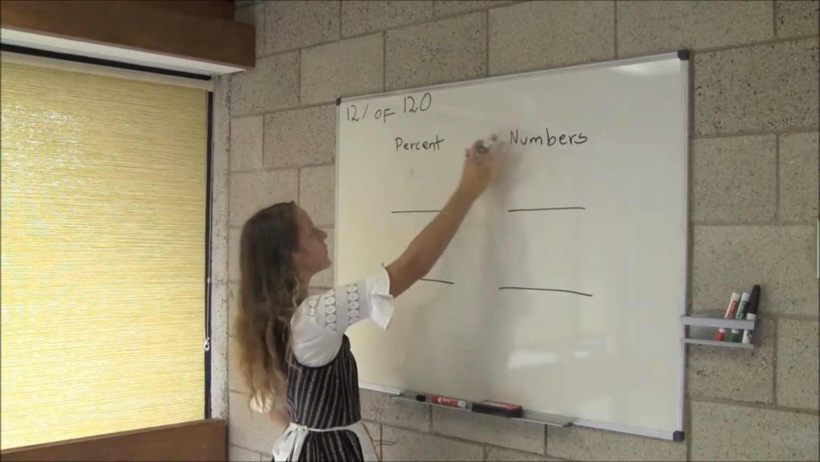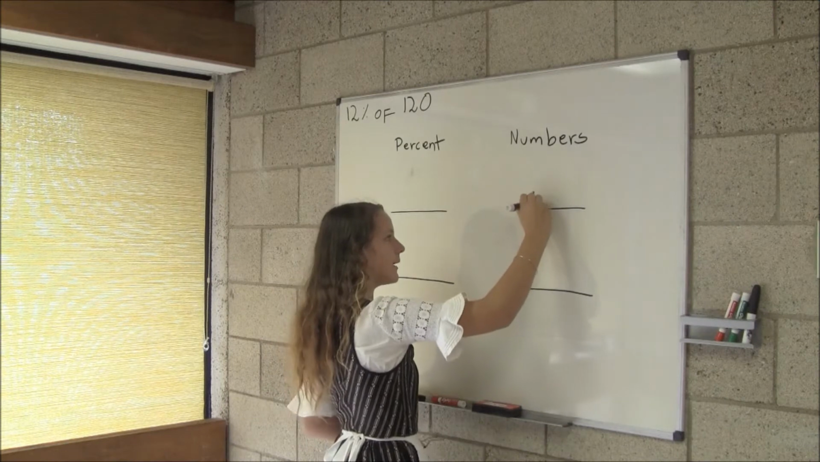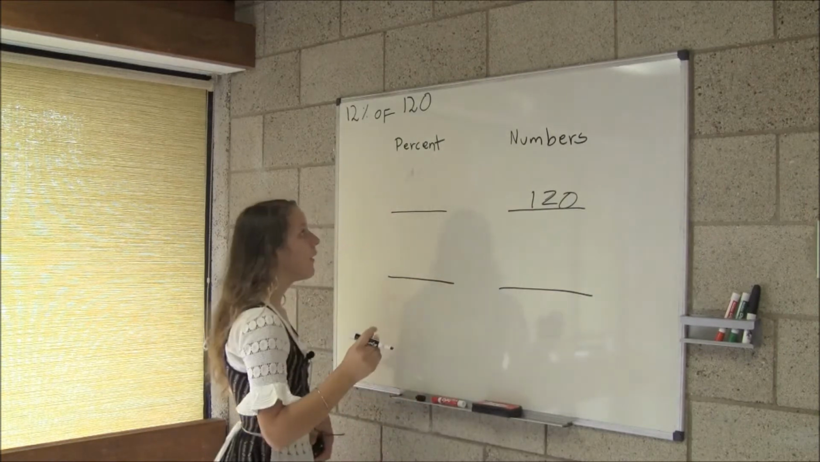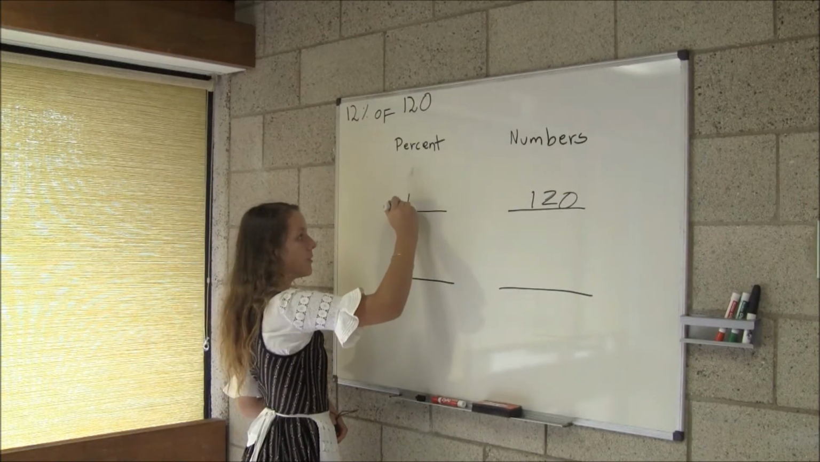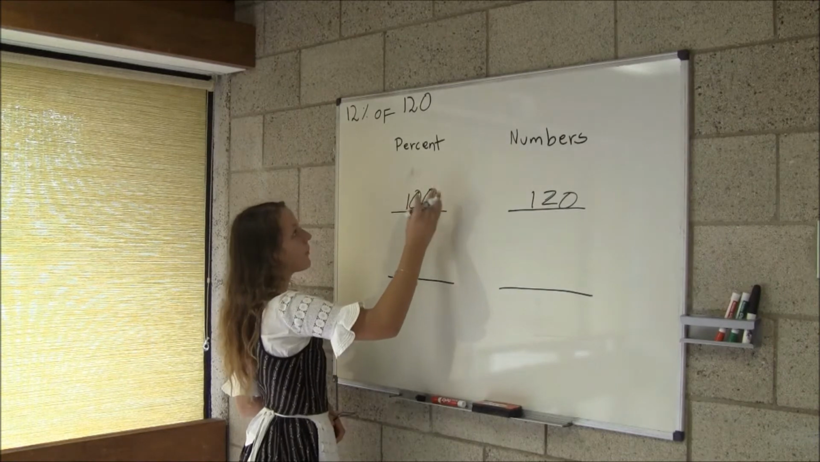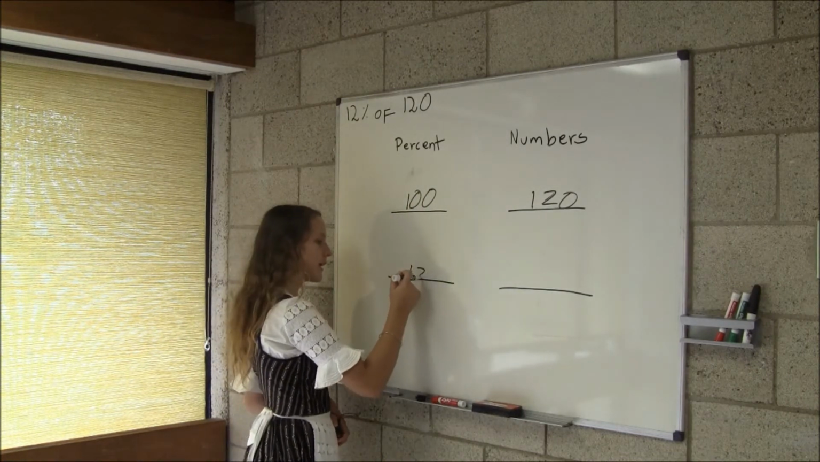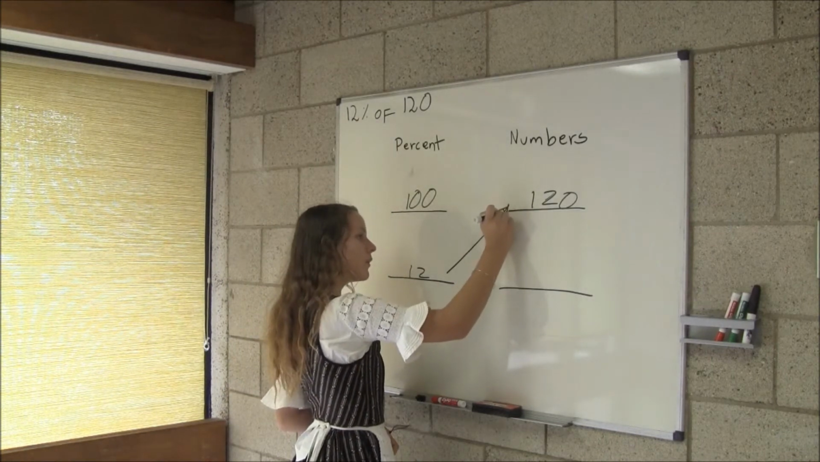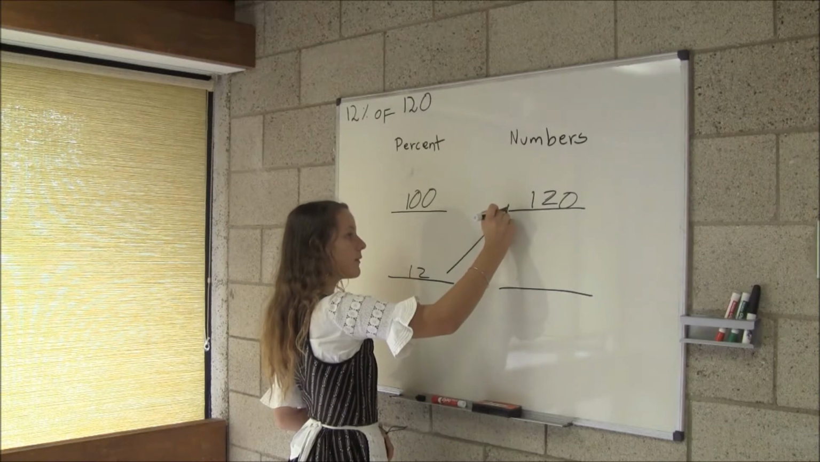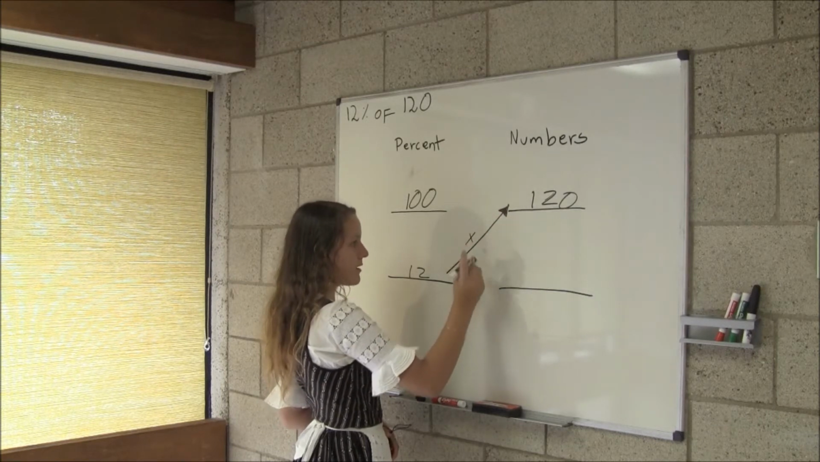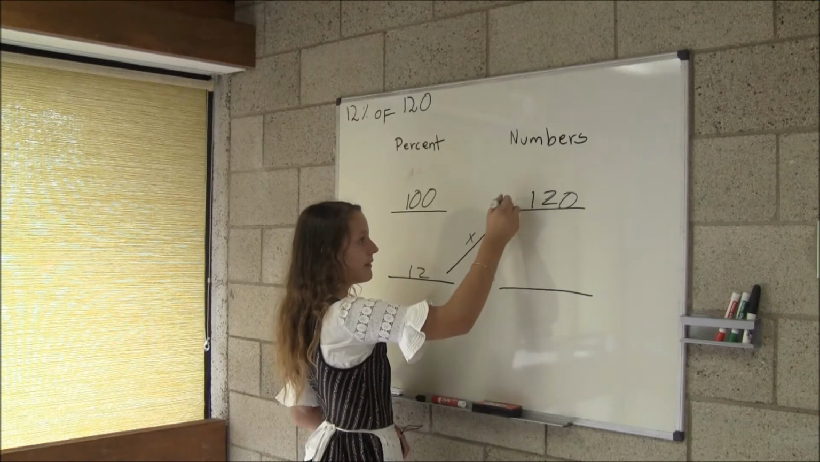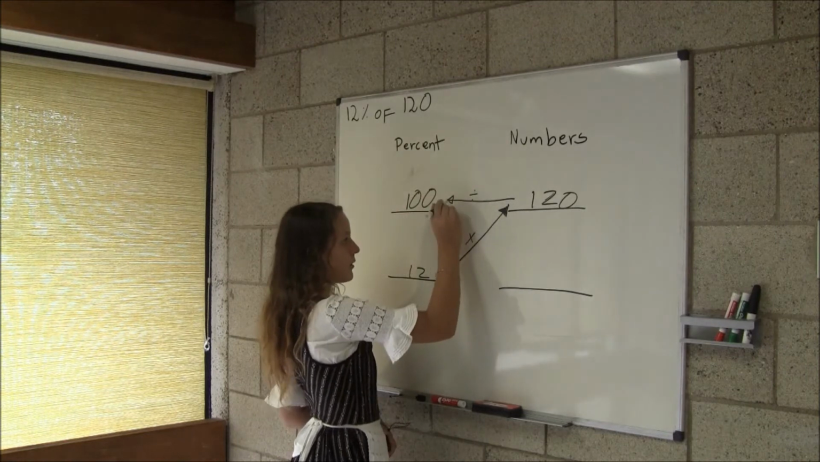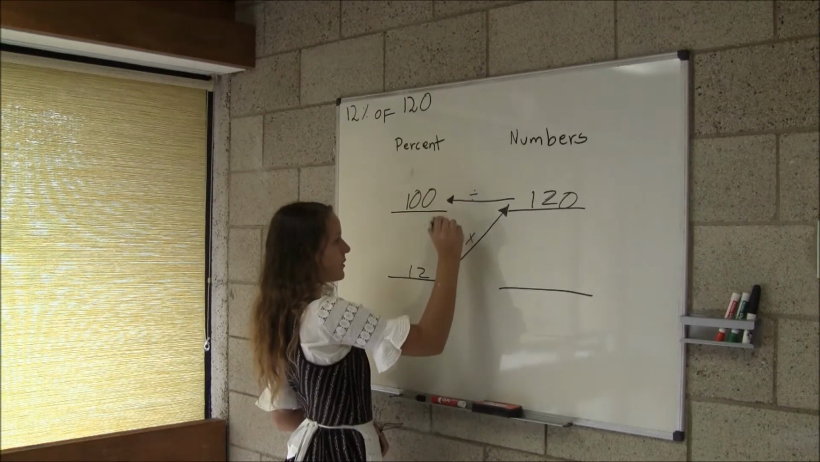So let's put down for our numbers 120, since this is one of our numbers. So our percent of 120 would be 100, since that is the full number. And now we need to figure out 12%. So let me show you what I call a little bridge, or the bridge swings. We're going to multiply 12 by 120, and once we do that, we are going to divide by 100, since that is our percentage.